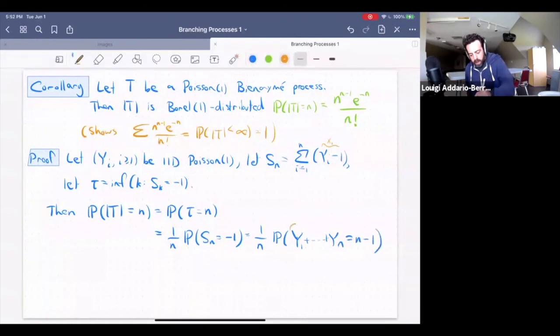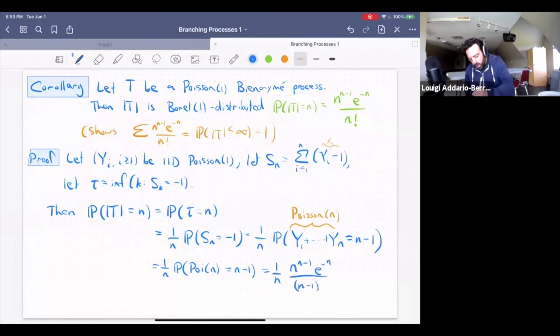These are independent Poisson 1, and if you sum Poisson random variables, you get a Poisson random variable whose mean is the sum of the means. So this sum here is a Poisson random variable with mean n. And so this whole thing is 1 over n times the probability that a Poisson n random variable is equal to n minus 1. We all know the formula for that. You just keep track: this is Poisson lambda equals k, so you use that formula with lambda as n and k as n minus 1. That's 1 over n times n to the n minus 1, e to the minus n over n minus 1 factorial, which is what we had up top, n to the n minus 1, e to the minus n over n factorial.